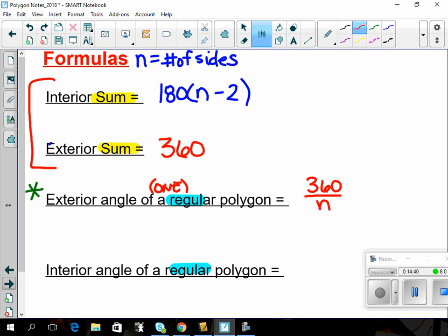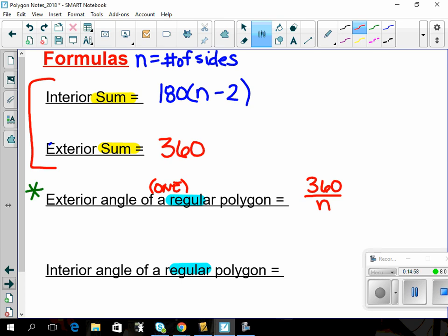Because there are 5 angles in a polygon, or a pentagon. There are 6 angles in a hexagon. There are 8 angles in an octagon. It's just simply that. Any questions about that? Good?